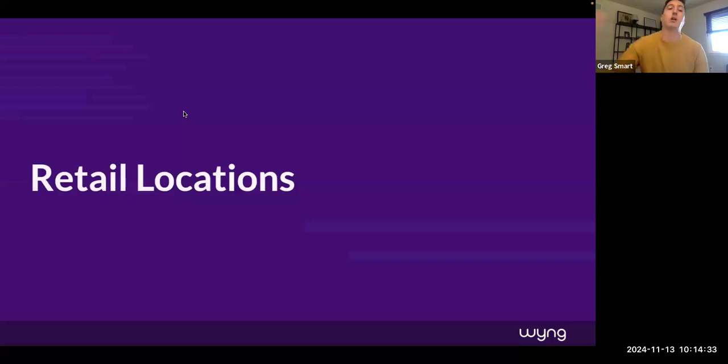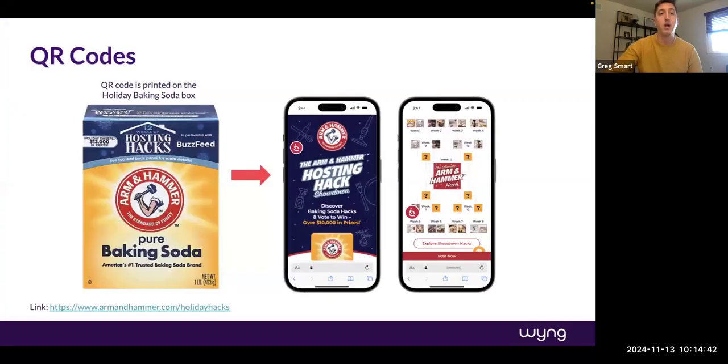Next, we're going to move on to some of the different features and functionalities that can pertain to promotion in retail locations. Now, the most popular one is going to be QR codes. Currently, if you go to some of the big retail stores like a Target, Walmart, dollar stores, things like that, and you see the Arm & Hammer baking soda with this 12 weeks of hosting hacks on it, this is actually a live event that Arm & Hammer is running with us right now.